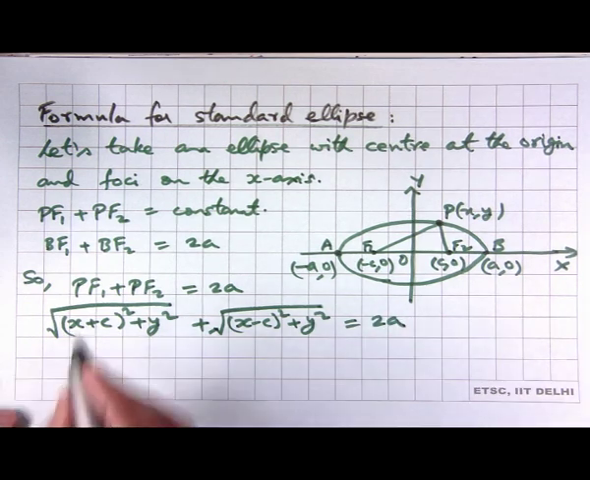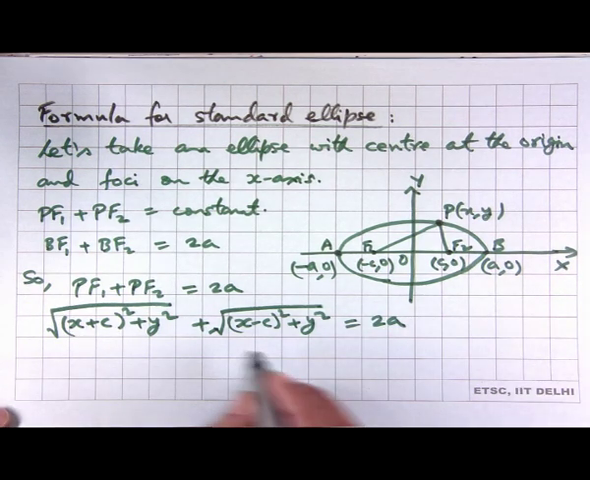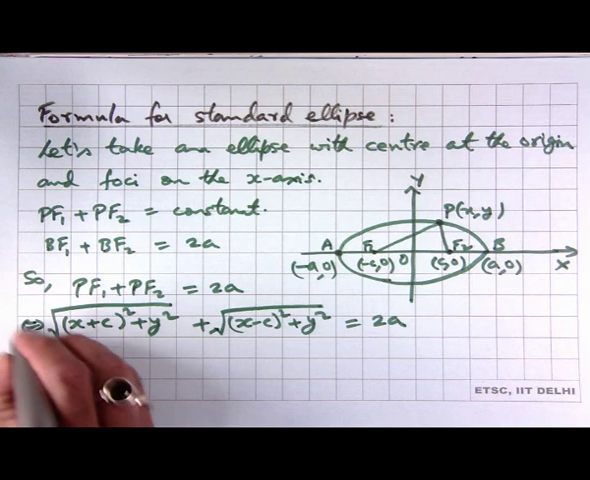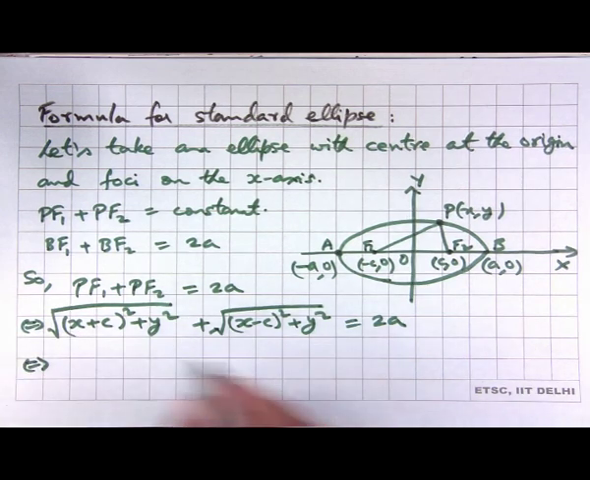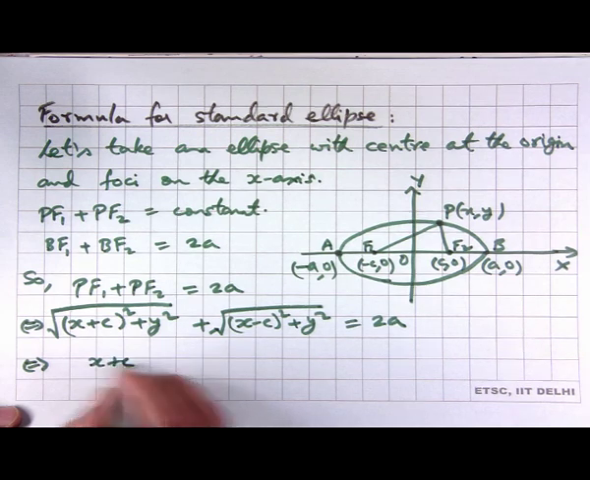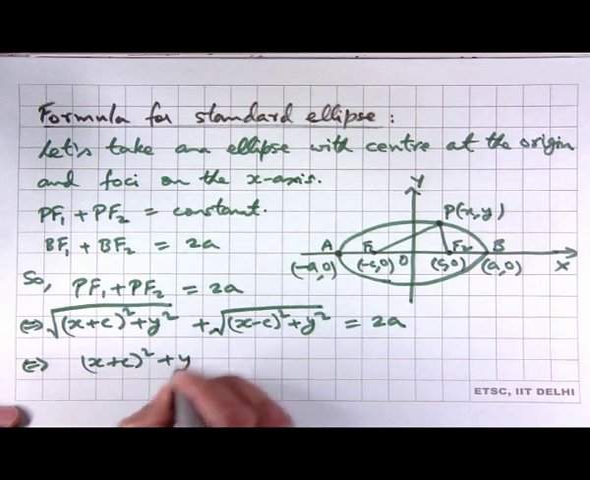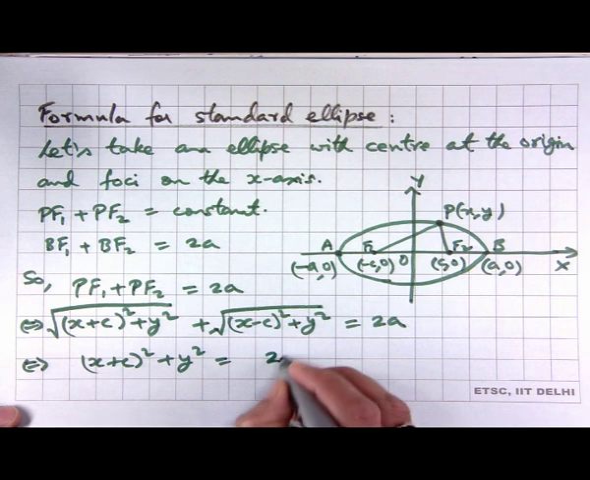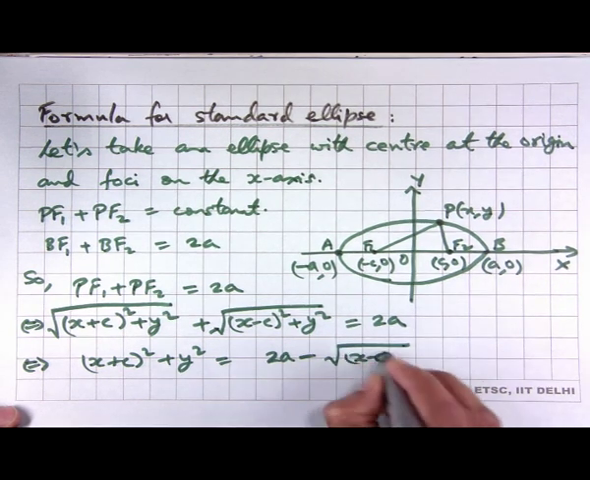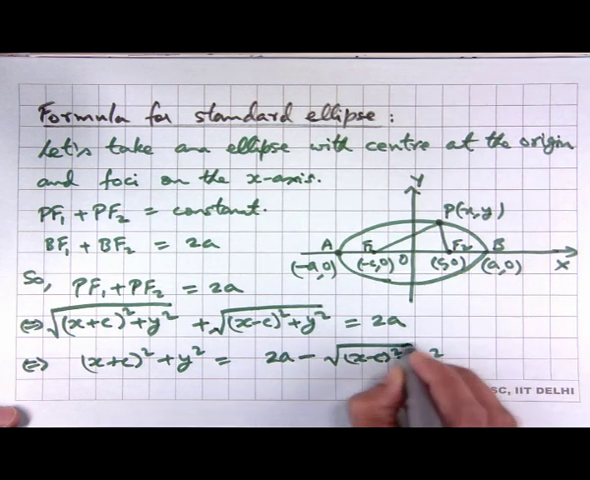Now, from here we will derive an equation. So, this is the same thing as (x plus c) squared plus y squared equal to 2a minus the square root of (x minus c) squared plus y squared, all squared.